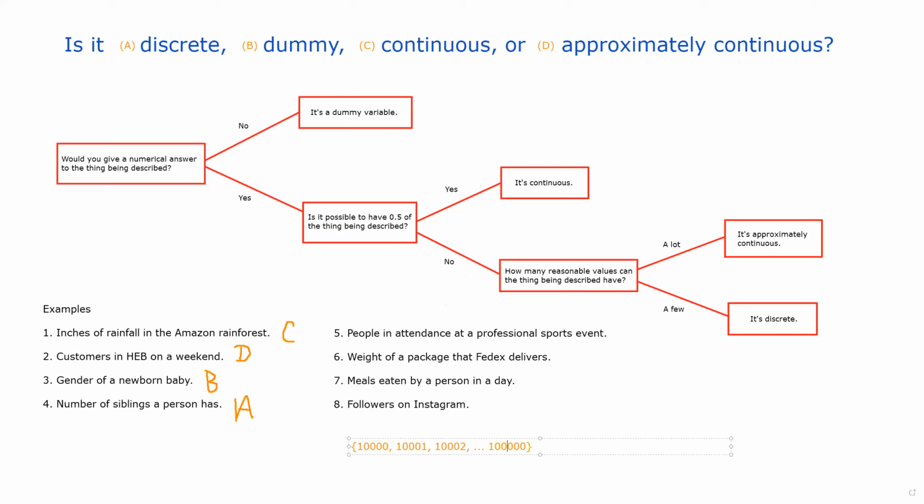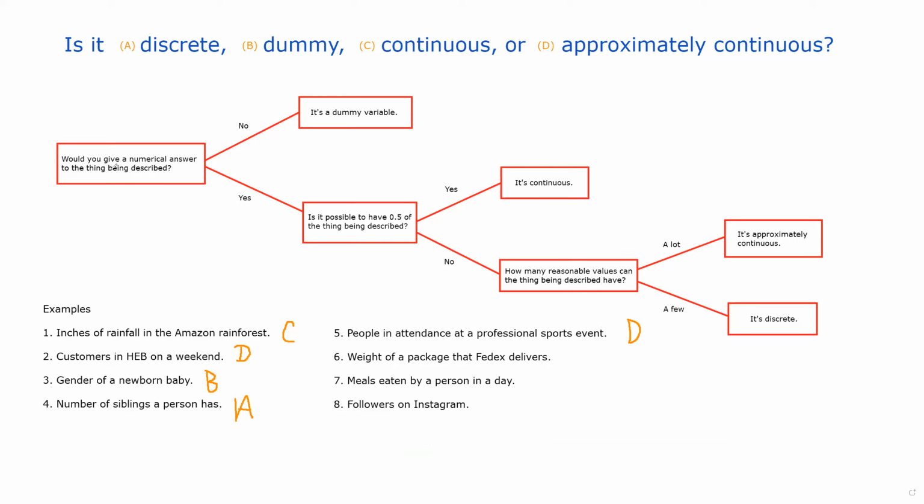And then all the way up, some of the largest stadiums can fit hundreds of thousands of people. So we're talking about a list that has a very, very large number of values that it could take on, more than you could count on one hand. And so for that reason, I'm going to say that there are a lot of different possible values, and for that, it's approximately continuous. I'm going to say D.